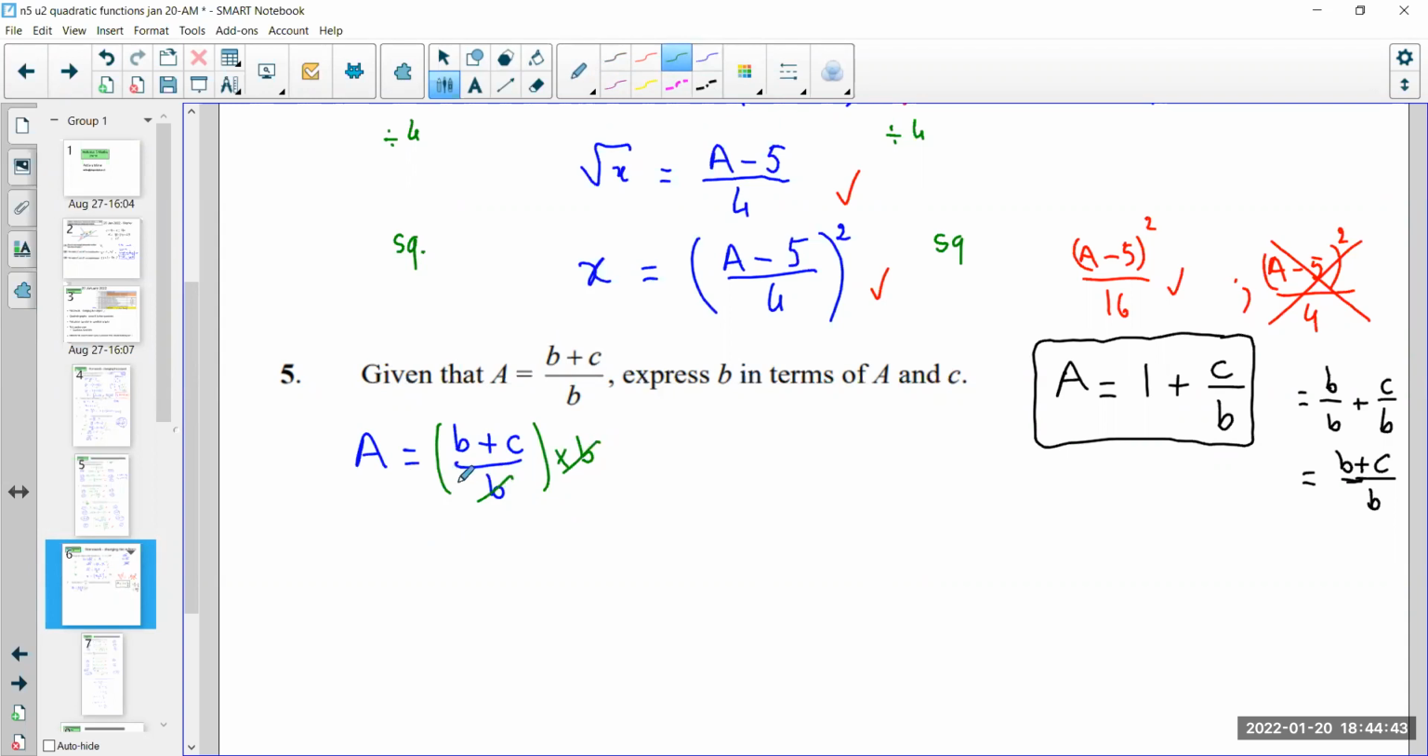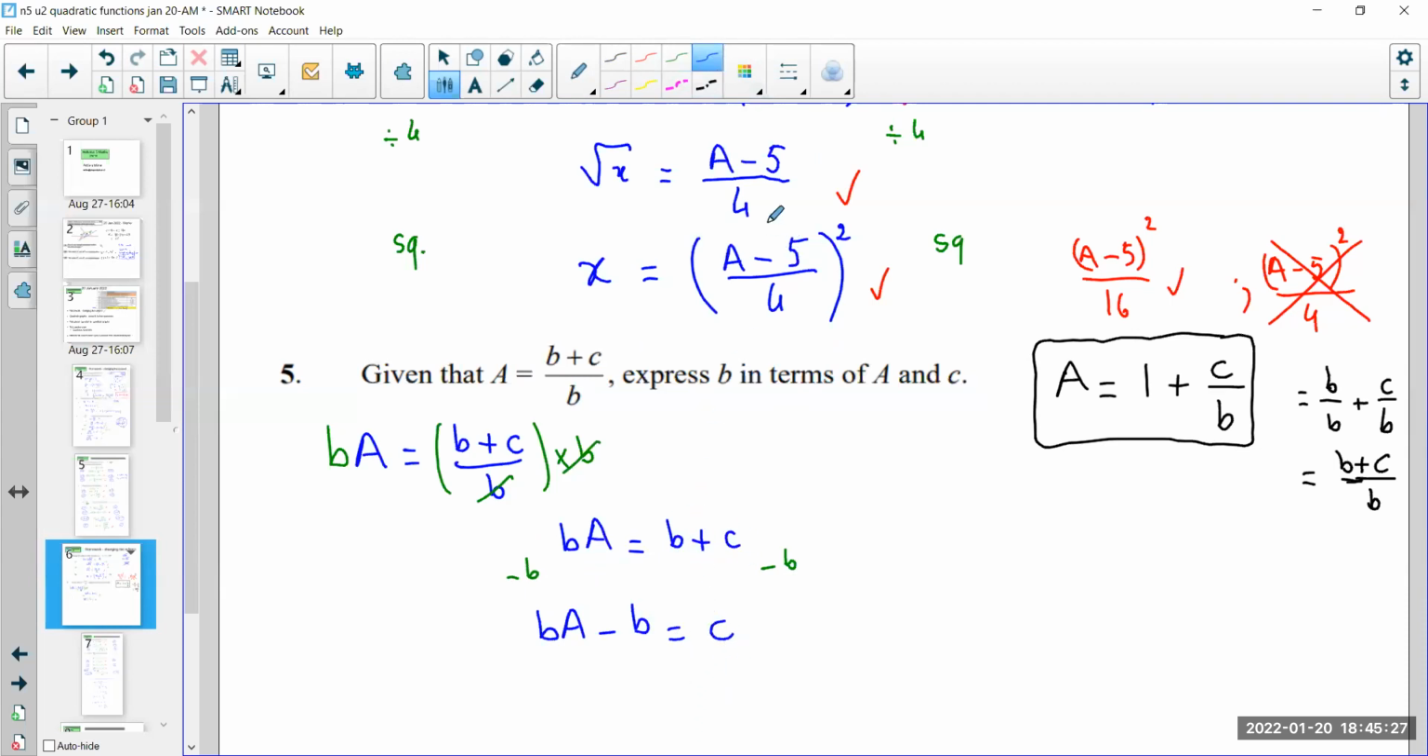But then because I've timed this side, I need to time this side as well. And this side becomes BA or capital AB. It's up to you. But look what I've got now. I've got BA equals B plus C. So I want all the B's going into one side. That means I need to take away B here and take it away on this side as well. So BA minus B equals C.